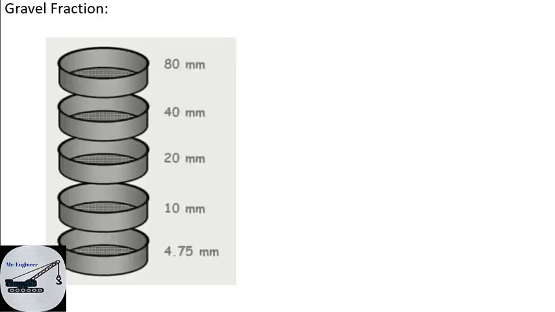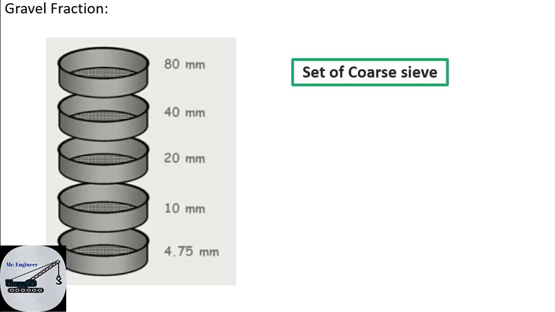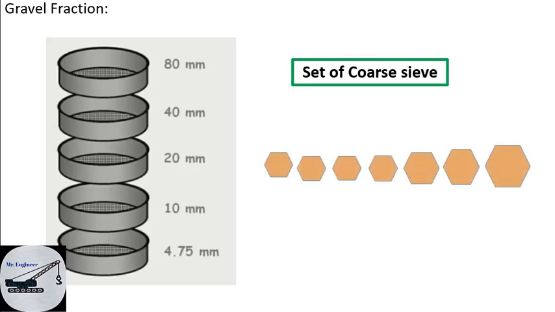For gravel fraction, we need sieves having sizes 80 mm, 40 mm, 20 mm, 4.75 mm. These sieves are called the set of coarse sieves because they are sieving the coarse portion of the soil.